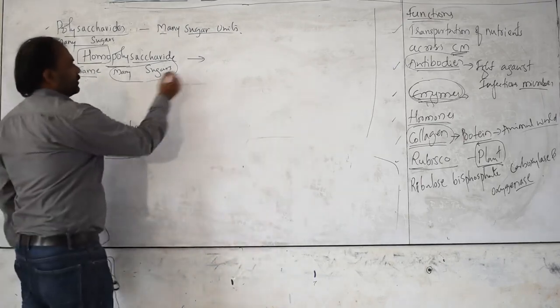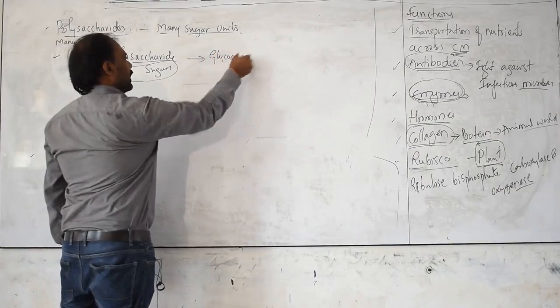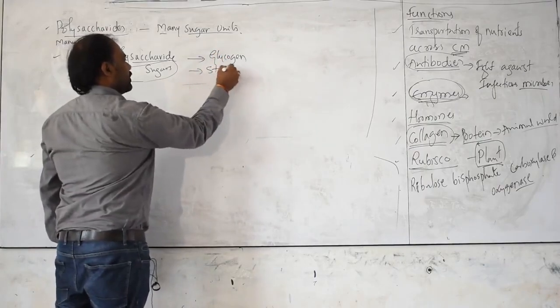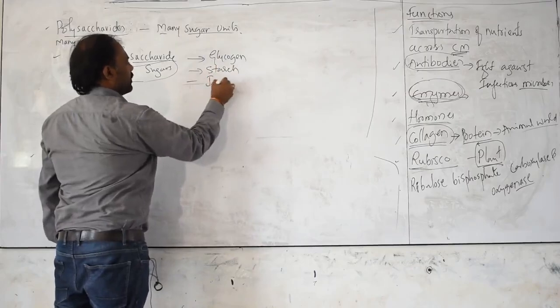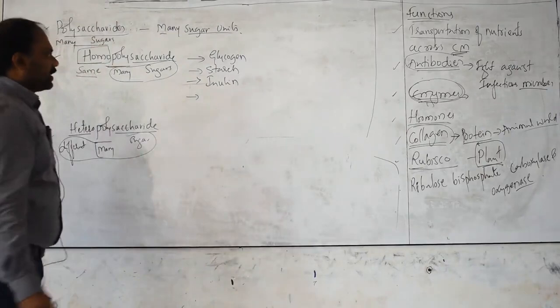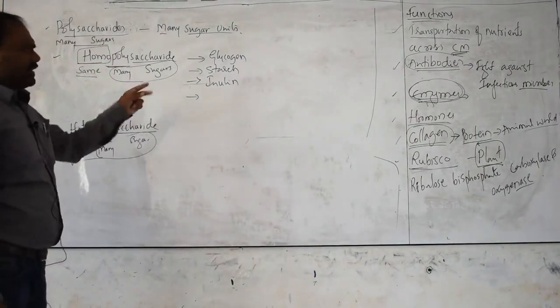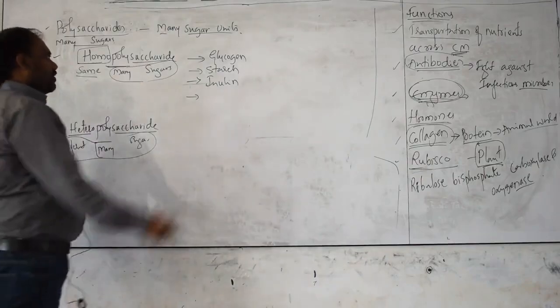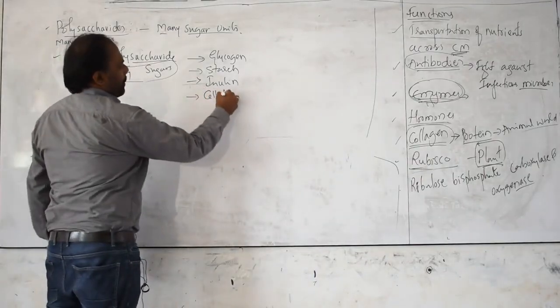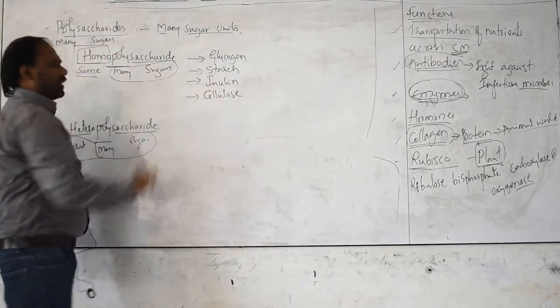In this I can write some examples: glycogen, starch, inulin. Yes or no? Glycogen, starch, inulin. These are some different examples. Very easy to understand. And one more is cellulose. These all come under homopolysaccharide.